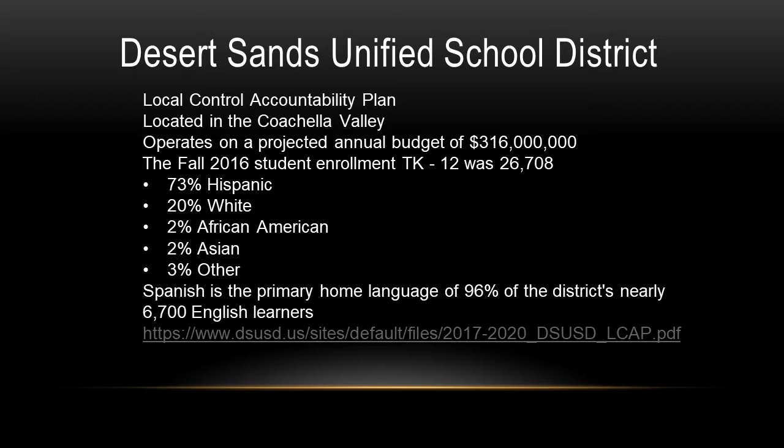My capstone project was conducted in Desert Sands Unified School District. This is a snapshot of the district according to their Local Control Accountability Plan. The district is located in the Coachella Valley. It operates on an annual budget of $316 million, and in the fall of 2016 their enrollment was 26,708: 73% Hispanic, 20% white, 2% African American, 2% Asian, and 3% other. Spanish is the primary home language of 96% of the district's nearly 6,700 English learners.